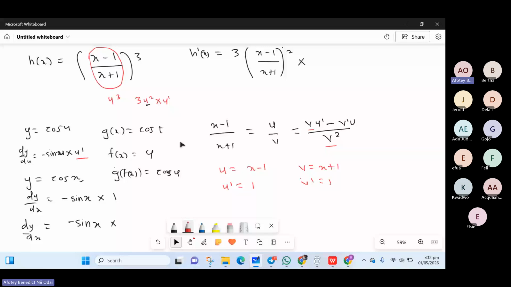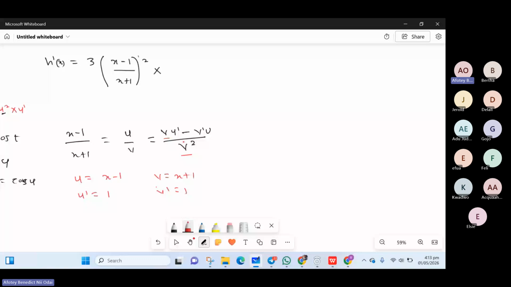So this times the differential of the inner part, which is what? So let's solve it first over here. So v is x plus 1, u prime is 1, all this minus v prime. V prime is 1, u is x minus 1, all on v squared. V squared is x plus 1 all squared.